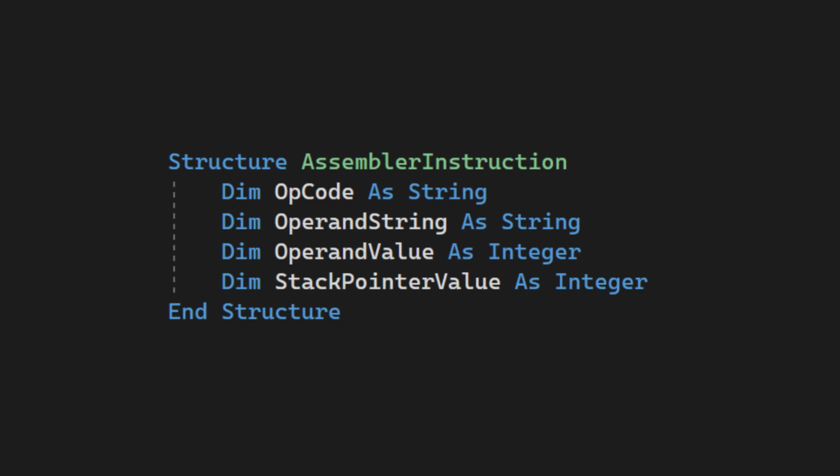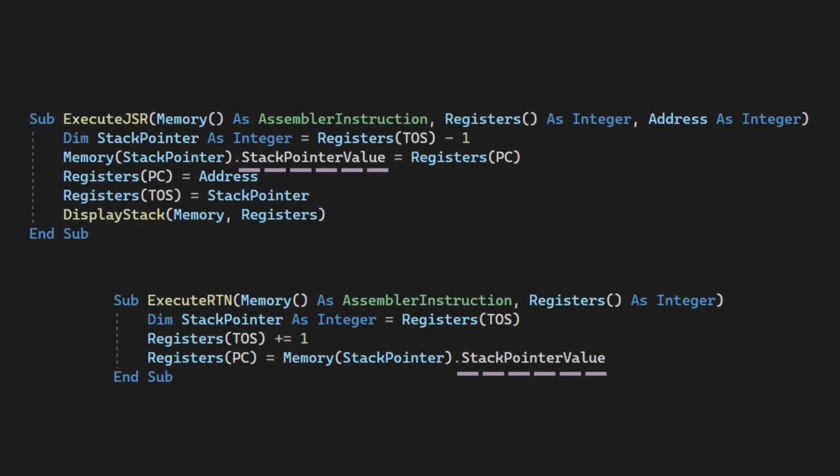There are multiple ways to fix this, but the easiest and fastest way to do it is to create a new field in the assembler instructions structure. We call this field stack pointer value and make it an integer. Now all we need to do is change all instances of memory.operandValue to memory.stackPointerValue inside jump subroutine and return. Not only does this resolve the interference between the stacks and assembly code, but it also means we can have more calls and more assembly code in our program.